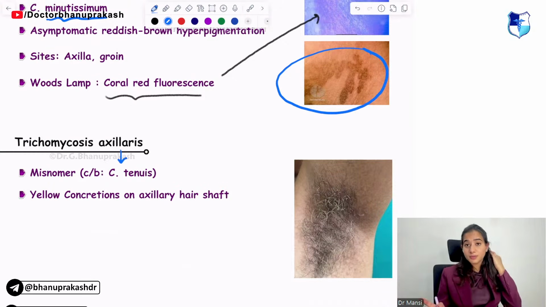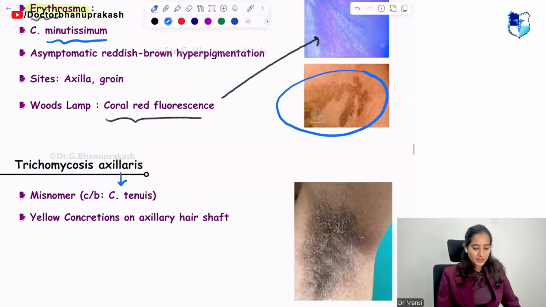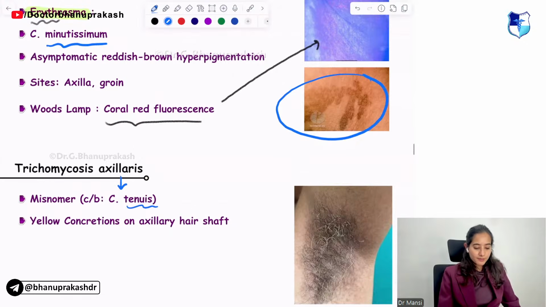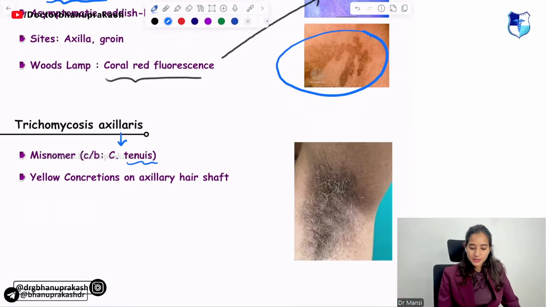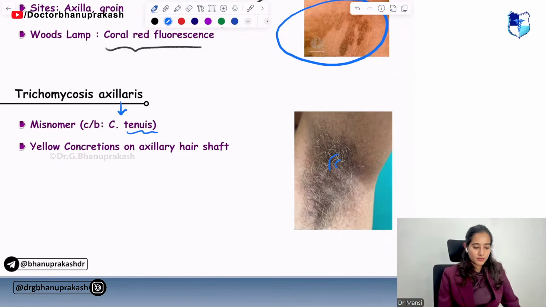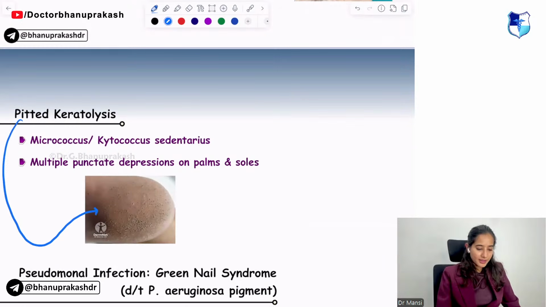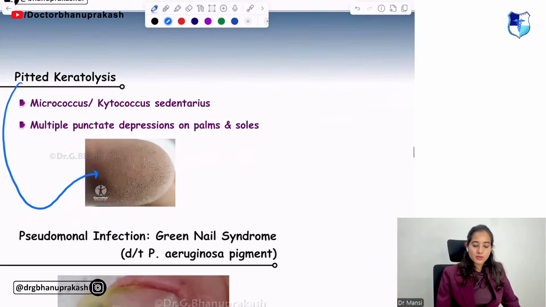Because it is not caused by mycosis, the name will make you think of fungus, but it is not caused by any fungus. It is rather caused by Corynebacterium tenuis. You can see that the hair shaft has some yellow concretions. So these axillary hairs are involved and they have yellow concretions on them, which lets you diagnose trichomycosis axillaris.